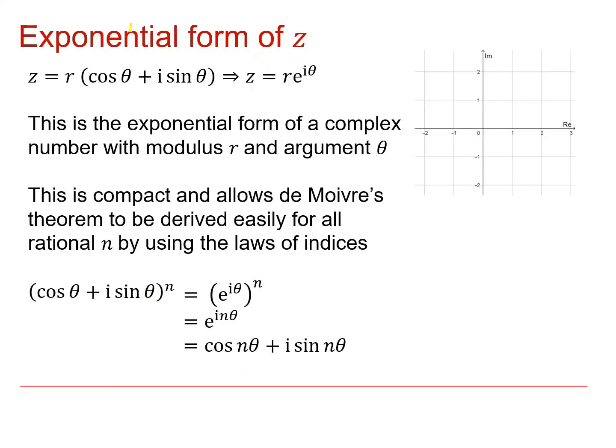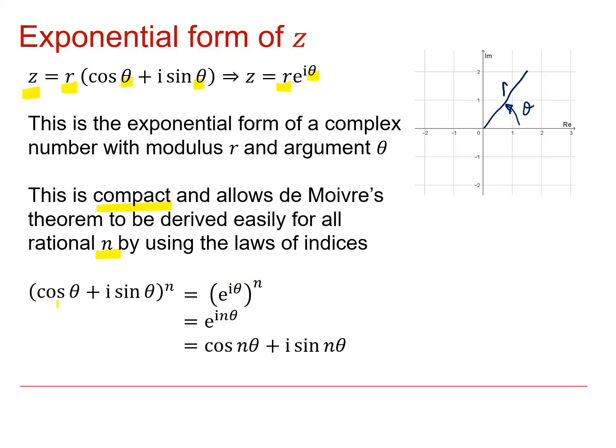So in summary then, if we've got a complex number z, and we know its modulus and its argument, we can just write it in this form. There's the modulus, there's the argument. So on an Argand diagram, this would be something like this, where that's the modulus and that's the argument. This form, r e to the i theta, is very compact, and it allows us to derive de Moivre's theorem for rational n by using the laws of indices, as you can see here.